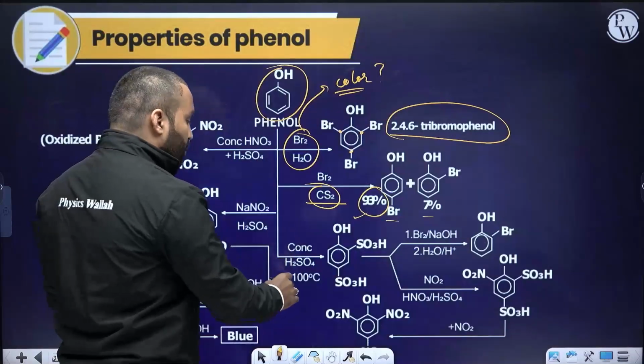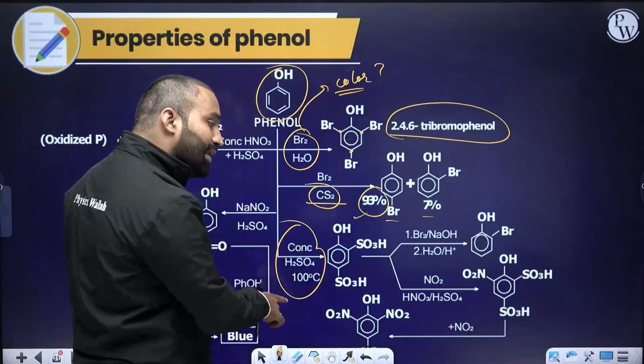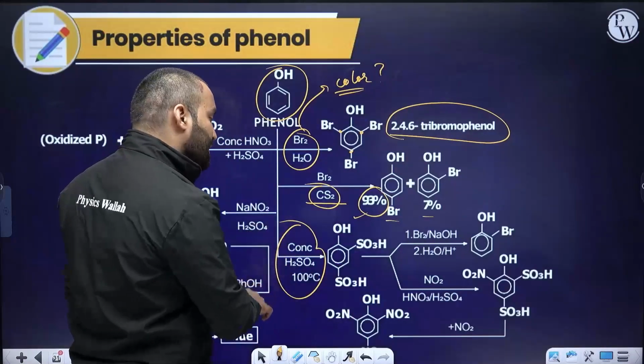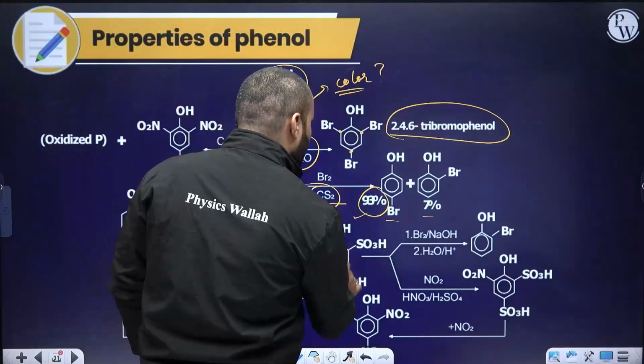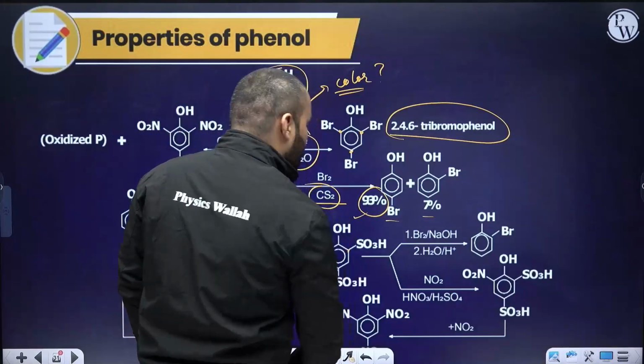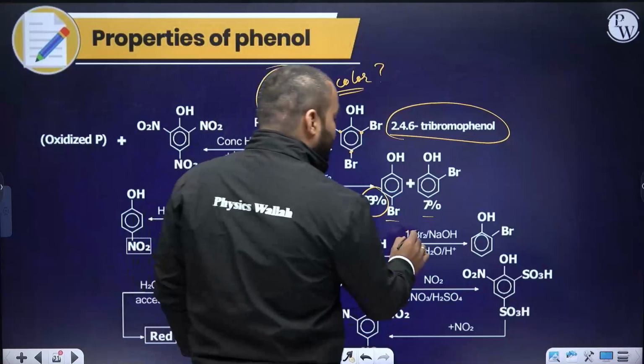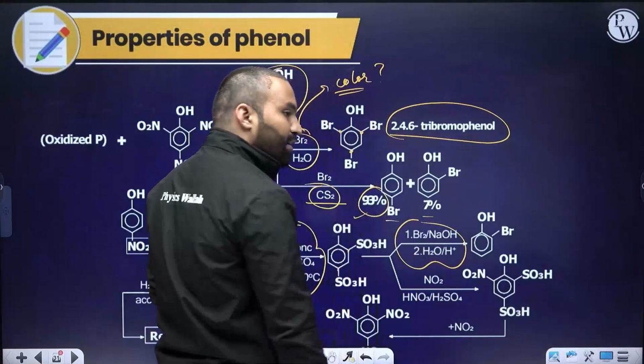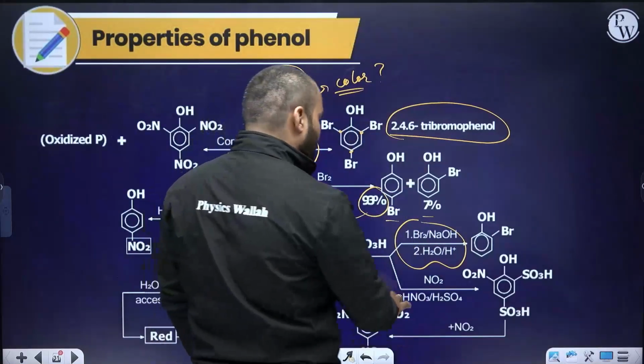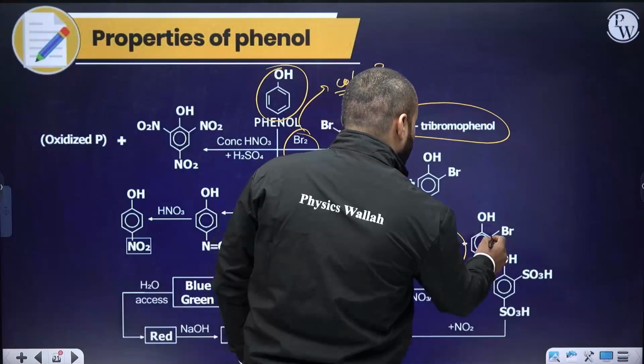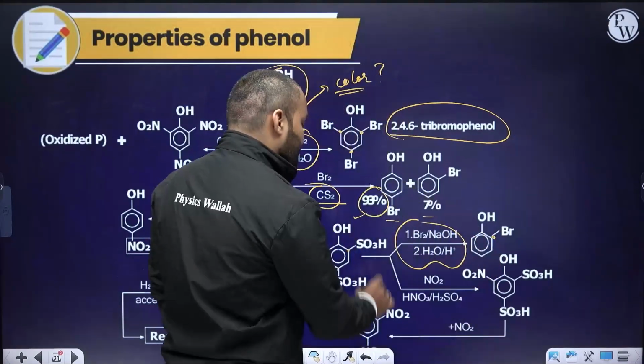You treat it with concentrated H2SO4 at 100 degrees Celsius. To be particular, remember 100 degrees Celsius, one of the ortho and one para position will be substituted. Treatment under NaOH and Br2 condition, you will obtain Br on the ortho position and OH remains. This is the desulfonation method.